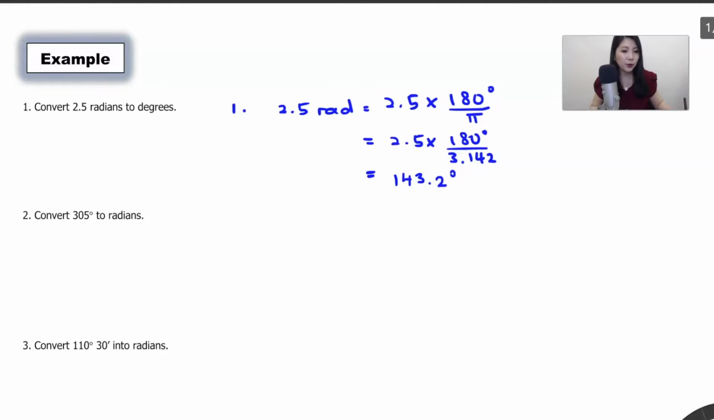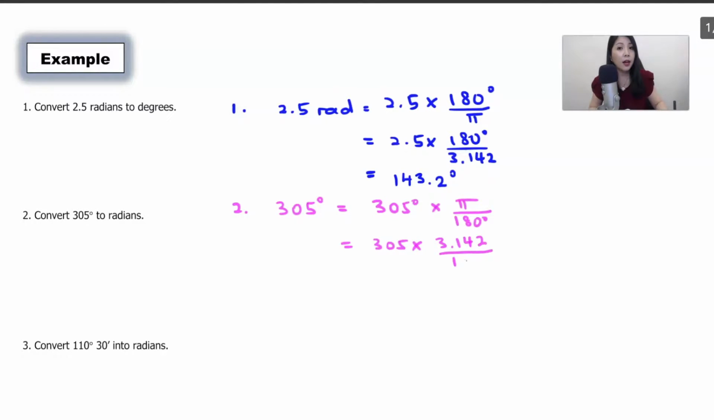Now let's solve for number 2. Convert 305 degrees to radian. To convert from degree to radian, we have to multiply by pi over 180. So 305 degrees times pi over 180 equals 305 times 3.142, that's the value of pi, over 180. Let's calculate with the calculator. 305 times 3.142 divided by 180, so we'll get 5.3239 radian. That's the answer for number 2.